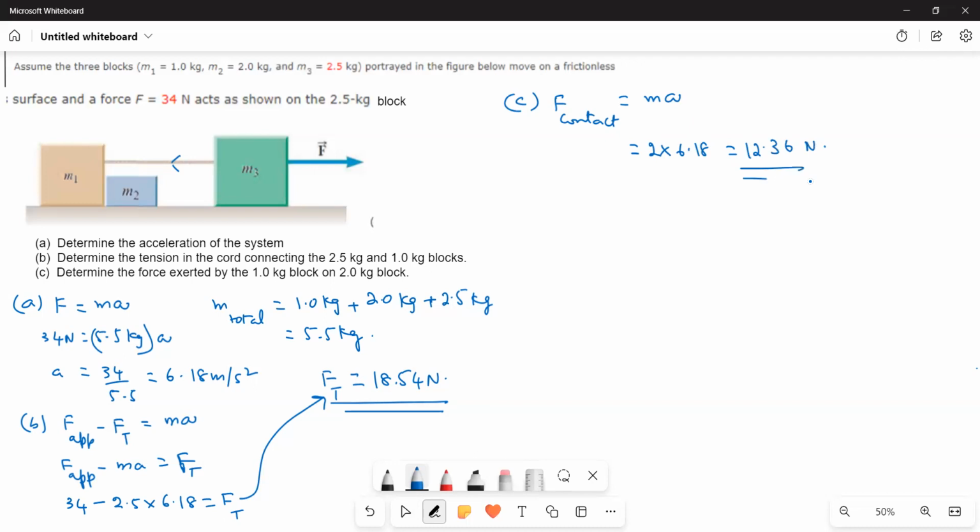Okay, that's it. Just here, the same principle. F contact is nothing but Fm1 is equal to minus Fm2. Okay, so we will find out this value. The same amount of force is exerted by the other block. Okay, so that is the answer for the C bit.